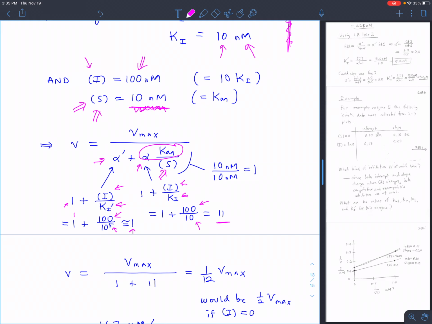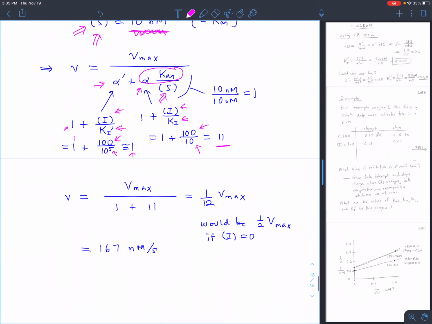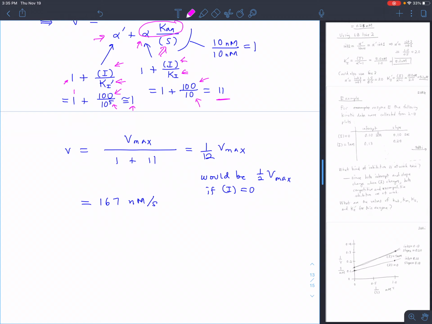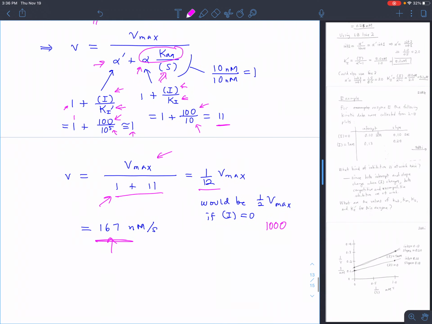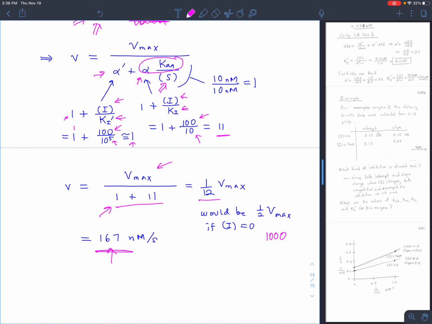We were going to half saturate if there weren't any inhibition, but now we're not going to be anywhere near saturation. And the way that turns out is if you plug the numbers in, V is equal to Vmax over 1 plus 11, which is 1/12, which is 167 nanomolar per second. We should have gotten about 1,000, if that's half of Vmax, if there weren't inhibition. In the presence of inhibition, it's gone down by about a factor of 6 from what it should have been. And so branch 1 has now caused not a 10-fold reduction, but a 6-fold reduction in the velocity of the enzyme.